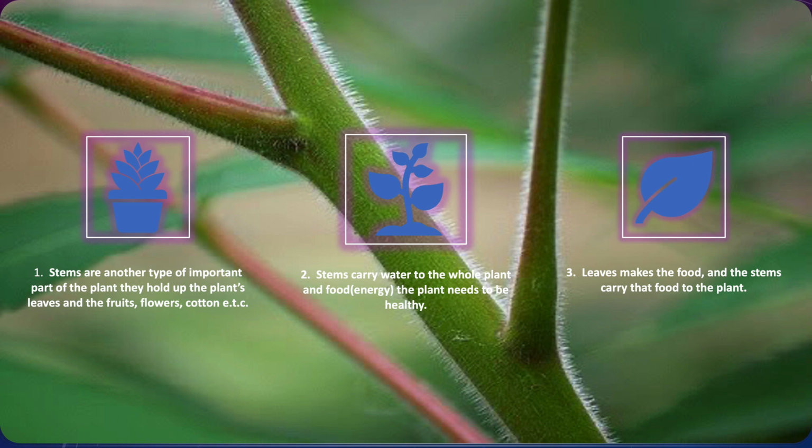Stems are another important part of the plant. They hold up the plant's leaves and the fruits, flowers, cotton, etc. Stems carry water and food to the whole plant. The plant needs to be healthy. Leaves make the food, and the stems carry that food to the whole plant.